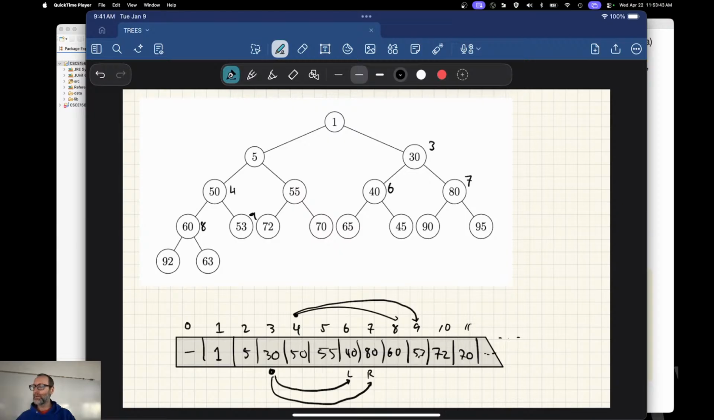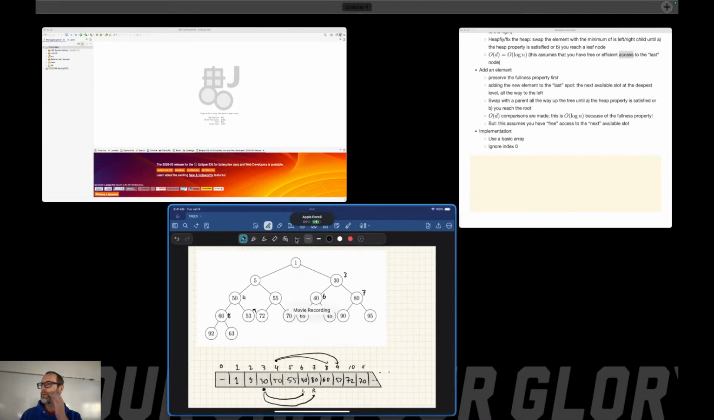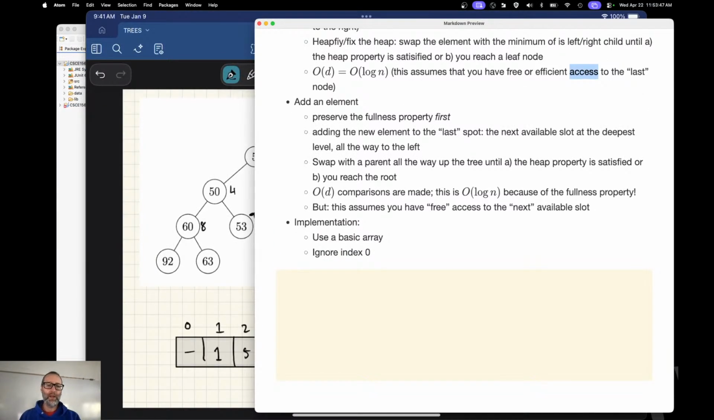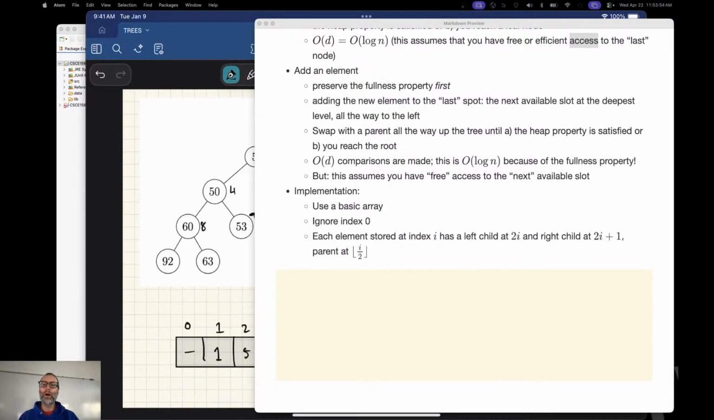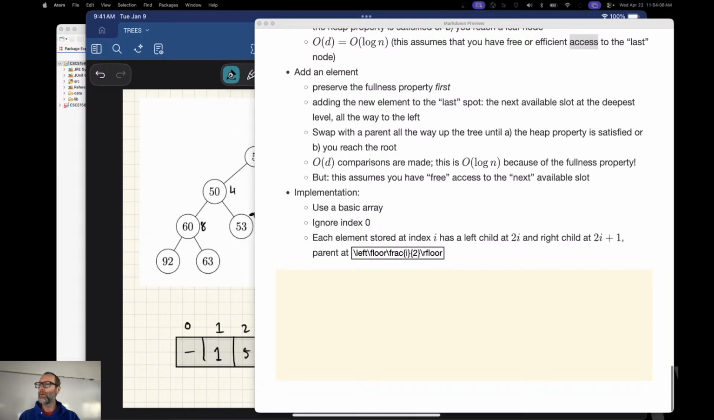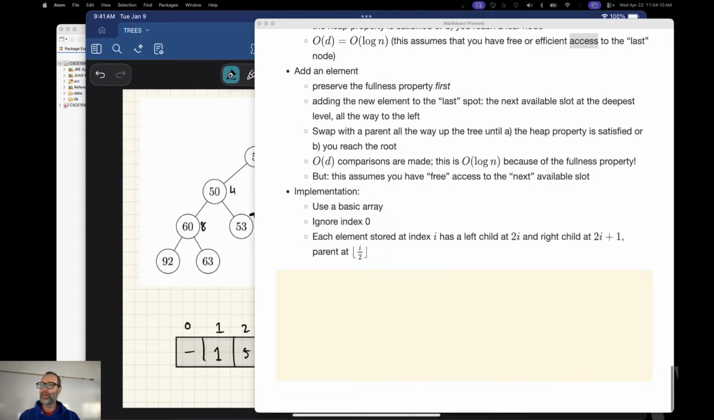Awesome. All right. So again, the trick here is that the element stored at index i has a left child at 2i and a right child at 2i plus 1, and its parent at i divided by 2 with a floor. That doesn't look like great LaTeX, but whatever. I don't know why. That looks ugly though.